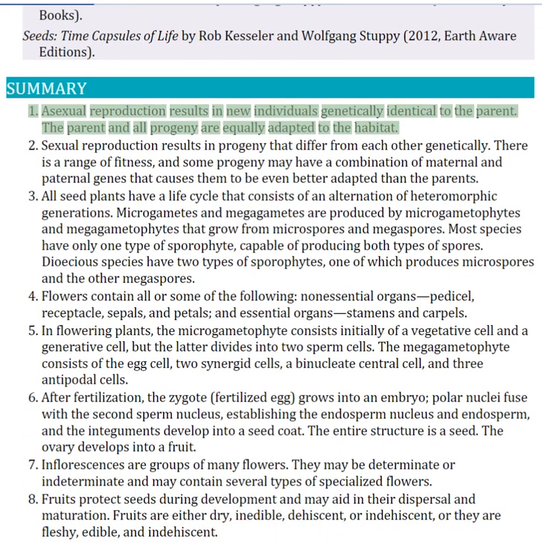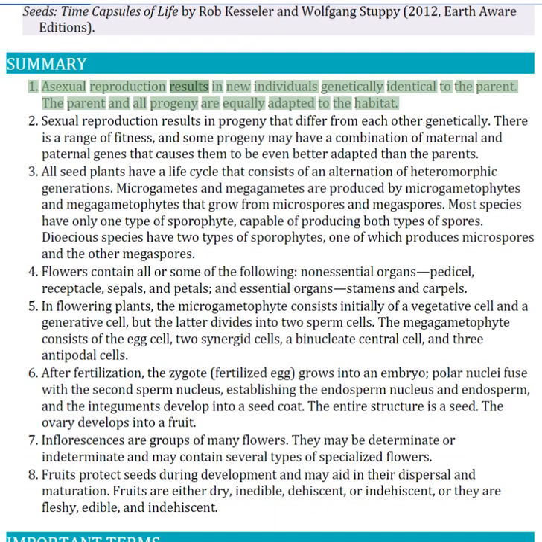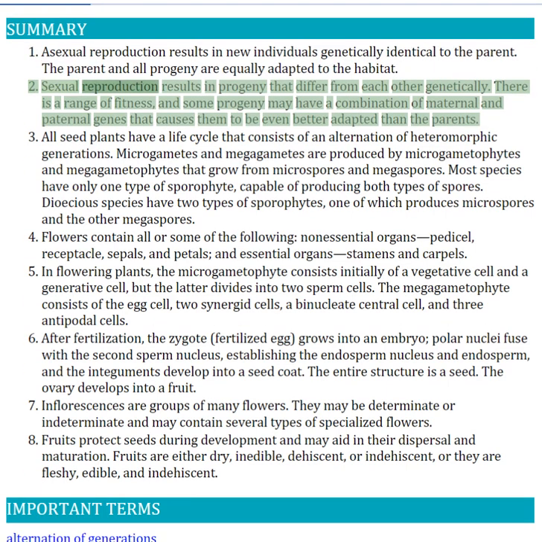Summary. 1. Asexual reproduction results in new individuals genetically identical to the parent. The parent and all progeny are equally adapted to the habitat. 2. Sexual reproduction results in progeny that differ from each other genetically. There is a range of fitness, and some progeny may have a combination of maternal and paternal genes that causes them to be even better adapted than the parents.